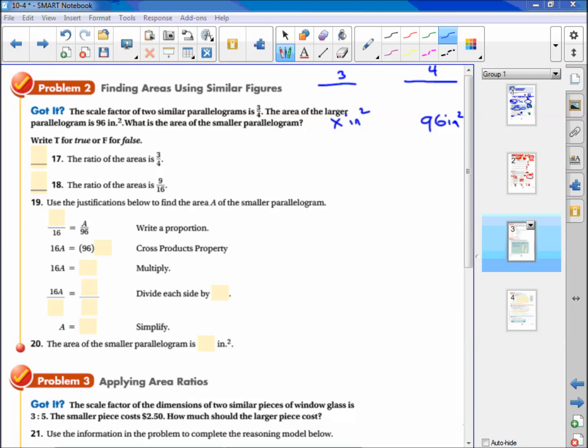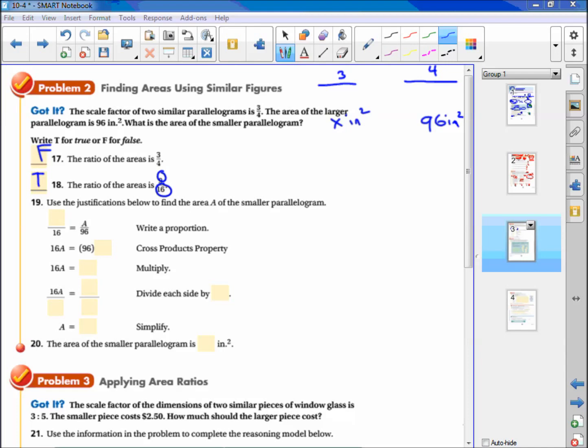So the ratio of the areas is 3 to 4. This is false. So remember, the ratio of the areas is the square of the ratio of the sides. So the ratio of the areas is 9 to 16 is true because 3 squared will give us 9 and 4 squared will give us 16.